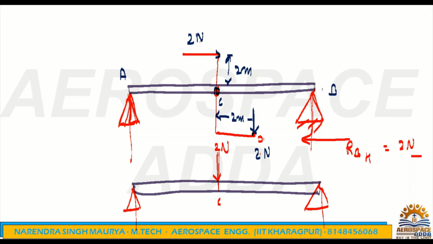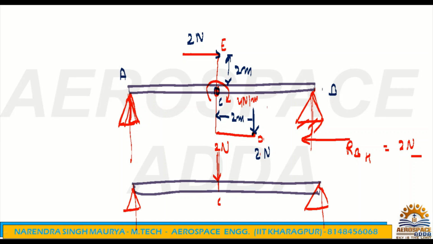But this 2 Newton will also give moment at point C. And what is the moment? 2 into 2, the perpendicular distance from C. This load is acting at a point, say it is E. The load is acting at point E. So 2 Newton into the perpendicular distance from C, it is 2 meter. So 2 into 2, that is 4 Newton meter, will be the clockwise moment. Just listen carefully. It will be clockwise 4 Newton meter.